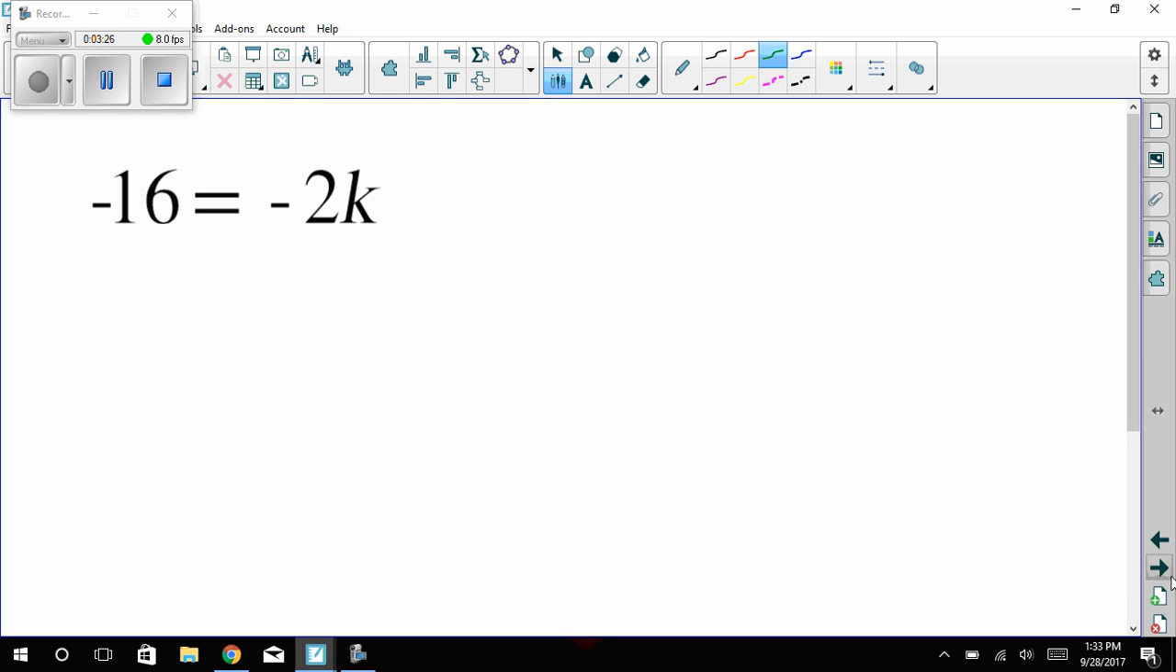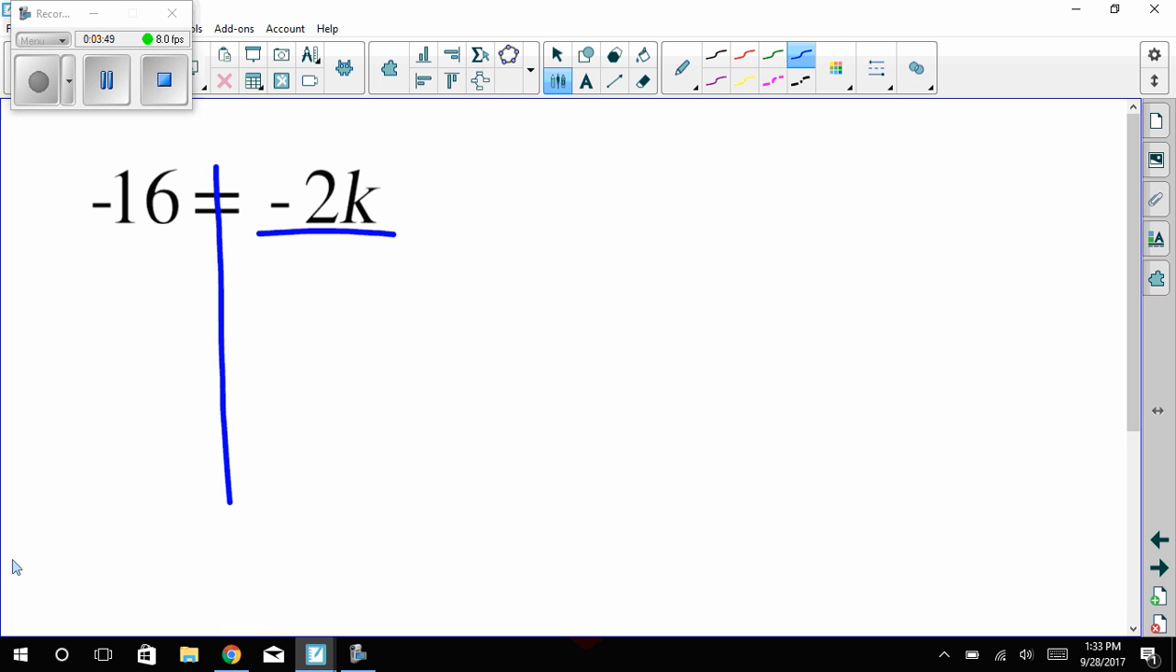Next one. Again, almost the same as the first one, except it's backwards. The k is on the right side instead of the left side, something we dealt with yesterday a lot in our adding and subtracting. Not a big deal. Again, we cover up the negative 16 since that is the side without the variable. And we just look at the negative 2 and the k. Since they are being multiplied together, I'm going to divide.